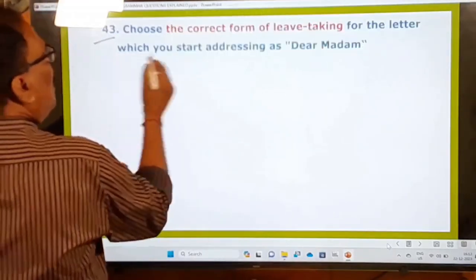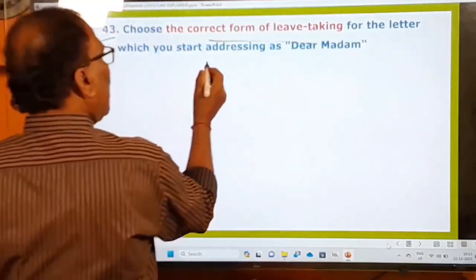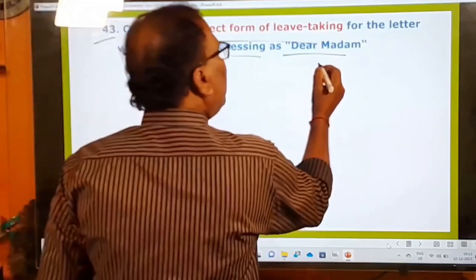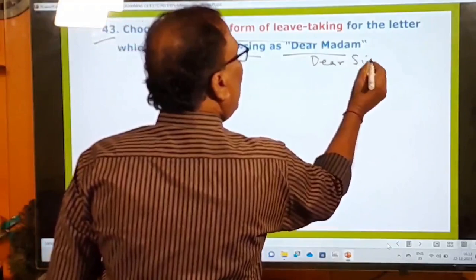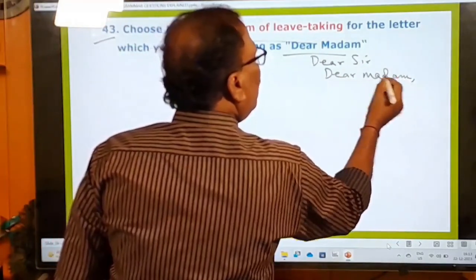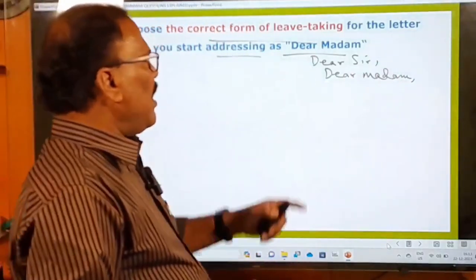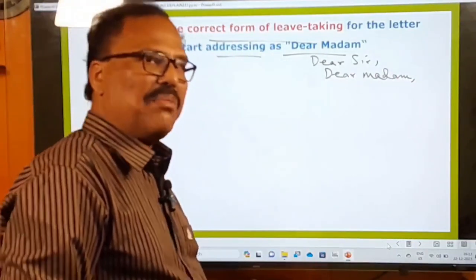The 43rd one is there. Choose the correct form of leave taking for the letter which you start by addressing as dear madam. See, whenever you address somebody as dear sir or dear madam, generally people address their superiors in this way. That is called a salutation. Dear sir is a salutation. Dear madam is a salutation.